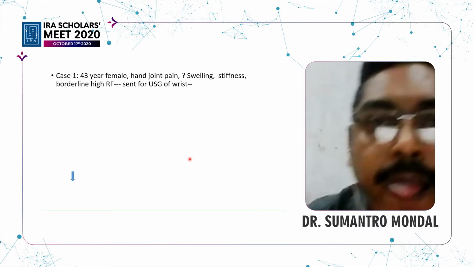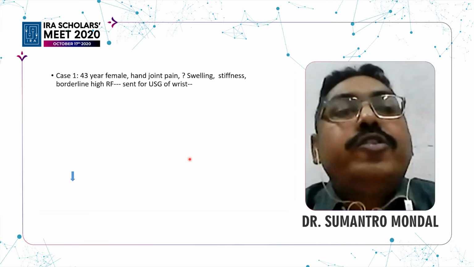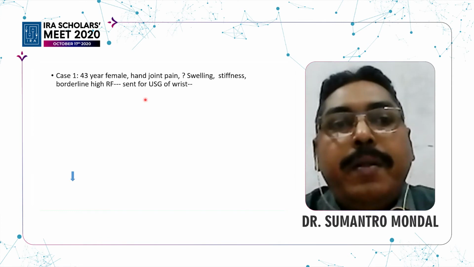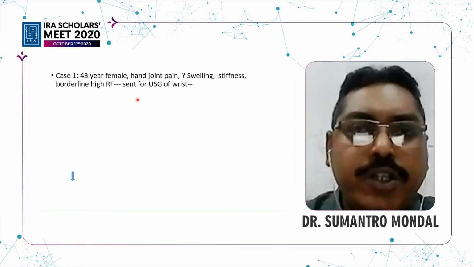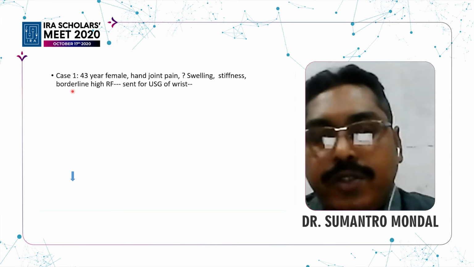So in the wrist, let us look at the first case. A 43-year-old female with hand joint pain with questionable swelling. She also complains of stiffness, and clinical examination does not show much swelling. She has a borderline high rheumatoid factor and was sent for USG of the wrist.